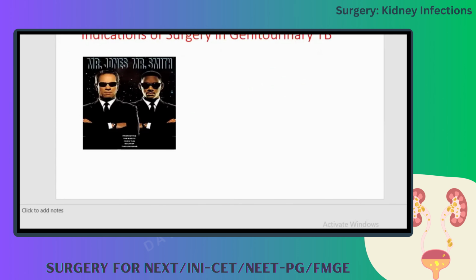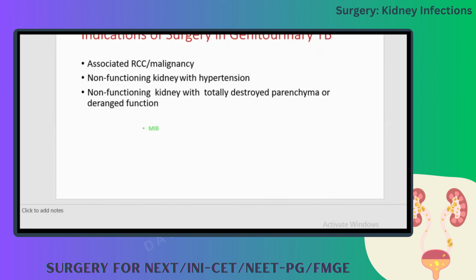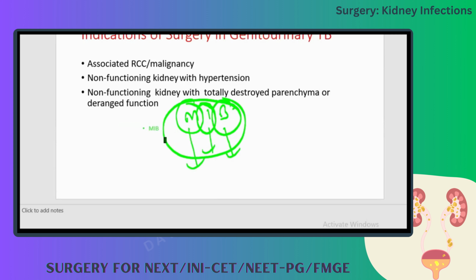So what are the indications for surgery? This is also very important. Indications for surgery in genitourinary TB. Medical management is enough most of the time, but indications are: associated malignancy, MIB. I remember it like this. MIB. Associated malignancy is there. Associated infection is there. Non-functioning kidney with infection or BP, blood pressure is more. There are the 3 indications. Non-functioning kidney with hypertension, non-functioning kidney with totally destroyed parenchyma or delayed function, that is infection, or associated malignancy.